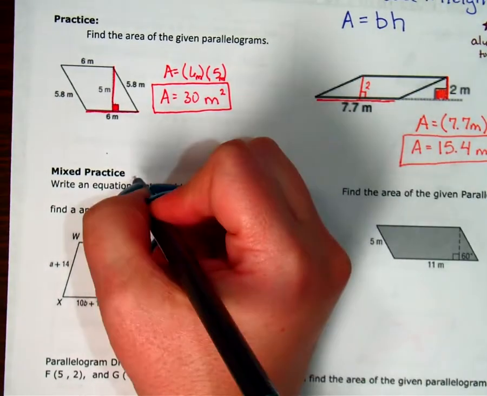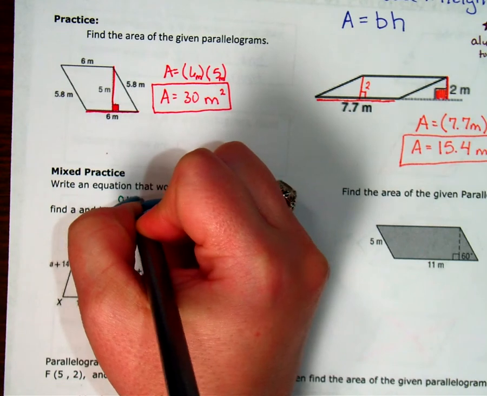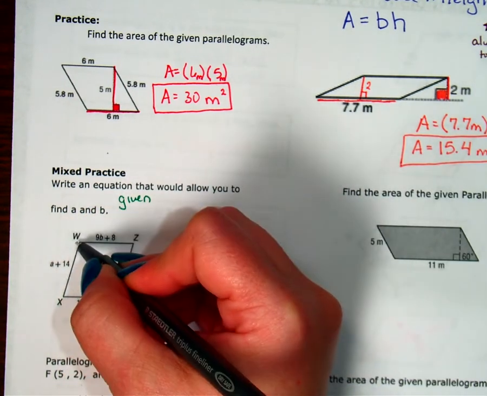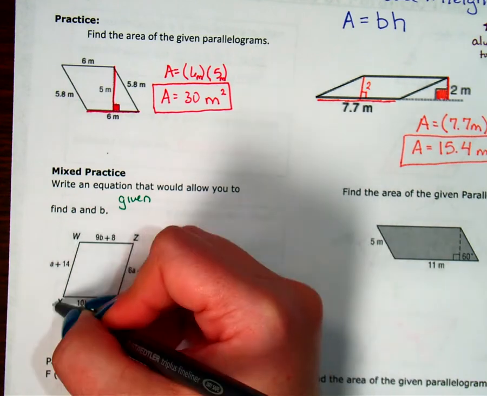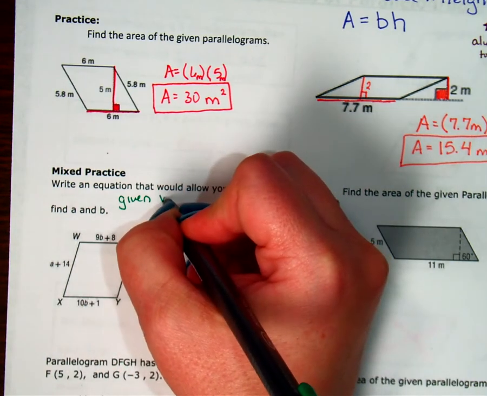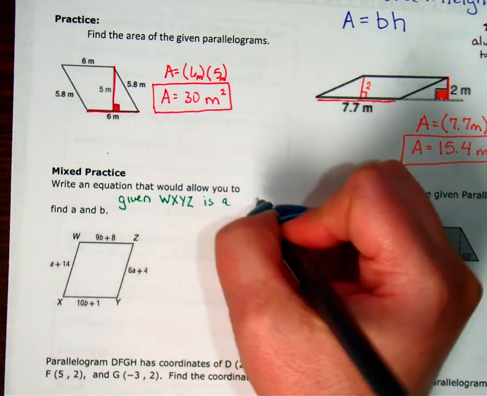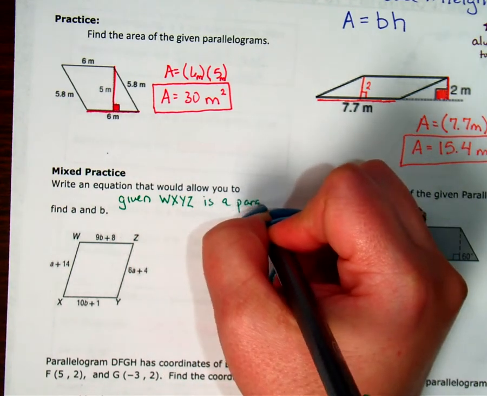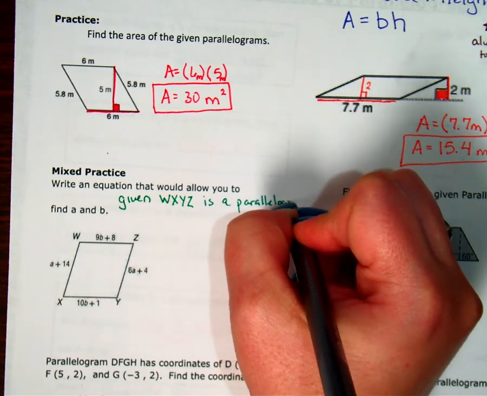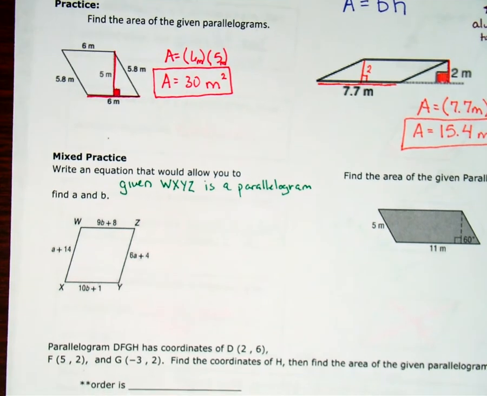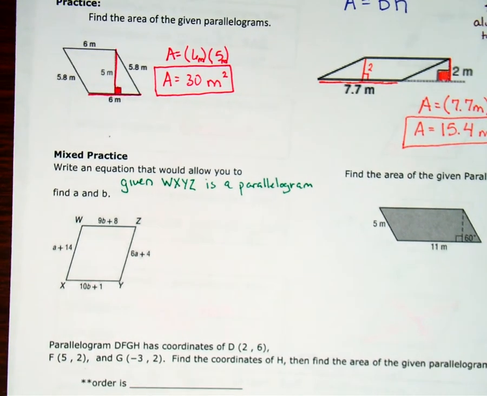So again, we need to know that this is given: WXYZ is a parallelogram. Otherwise, we don't know for sure anything really about this figure if it's not a parallelogram. Okay? So what do I know about the sides in a parallelogram?